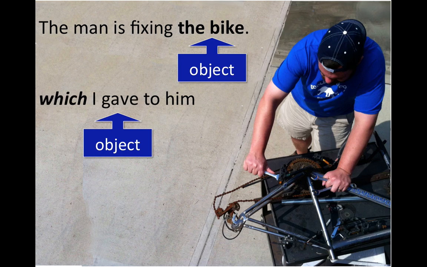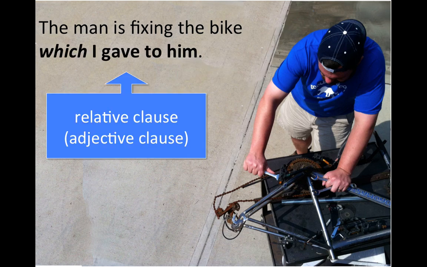We move it to the front of the clause, and then we use this relative clause to modify. We put it right behind the noun that we're modifying, in this case the bike, and we get the man is fixing the bike which I gave to him.